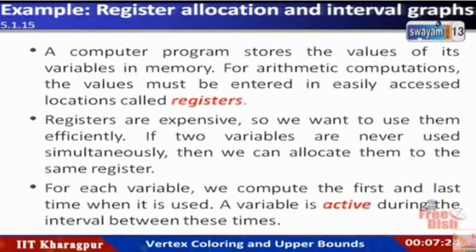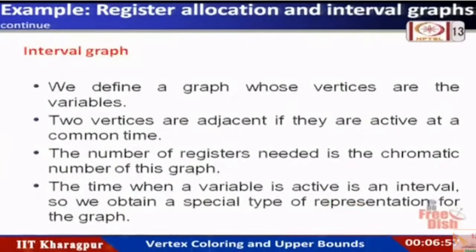A computer program stores the values of its variables in the memory. For arithmetic computations, the values must be entered in easily accessed locations which are called registers. Registers are expensive, so we want to use them efficiently. If two variables are never used simultaneously, then we allocate them to the same register. For each variable, we compute the first and last time when it is used. A variable is active during the interval between these times.